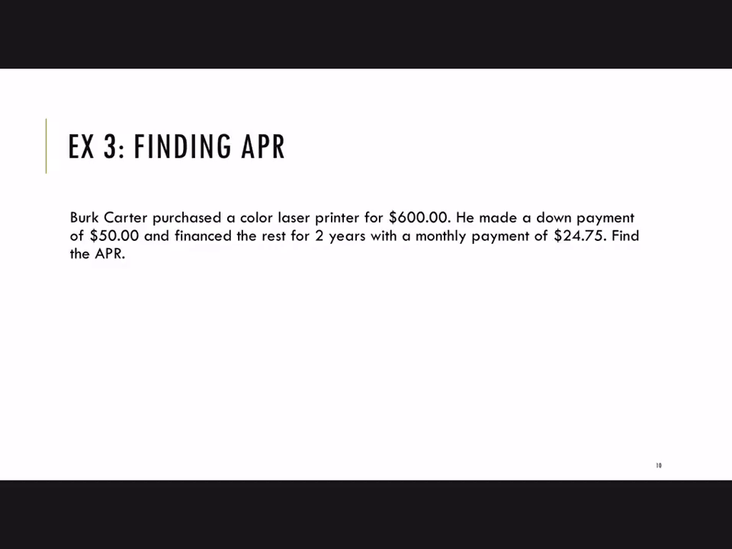All right, so we know that the printer cost $600, and let's see if we can figure out the total amount that he paid. Well, we know he paid $50 for a down payment, and then he also paid a monthly payment of $24.75 for 2 years. So he made 24 monthly payments. That's 2 years, 24 months. And that should tell us the total amount that he paid for the printer.